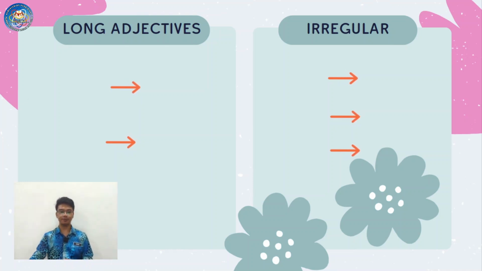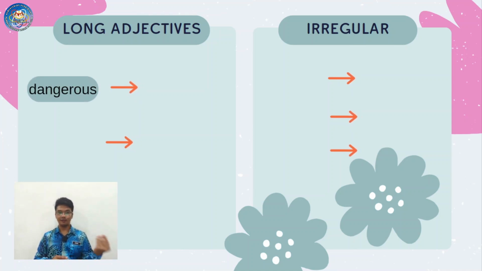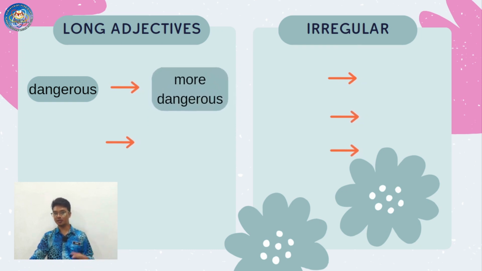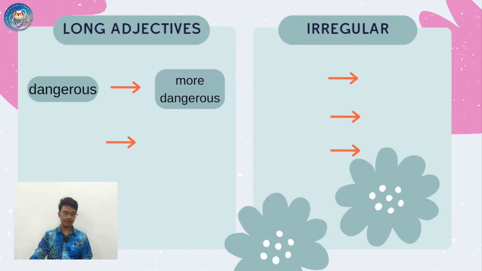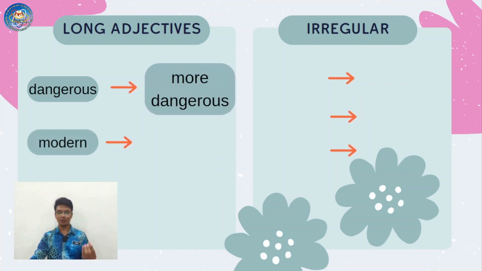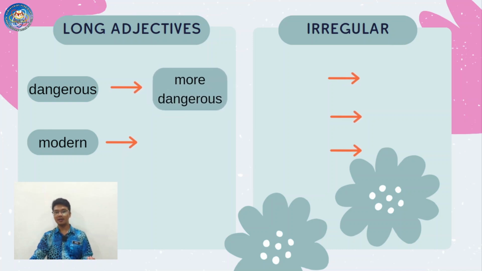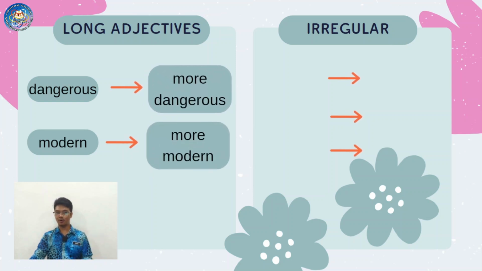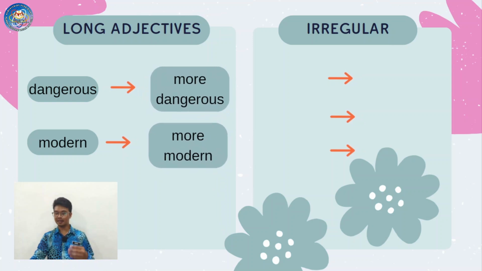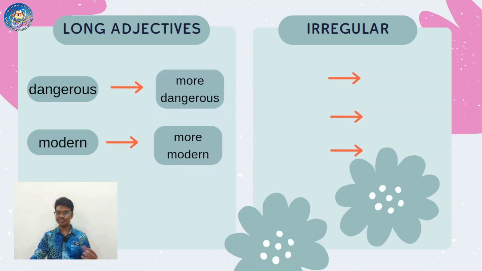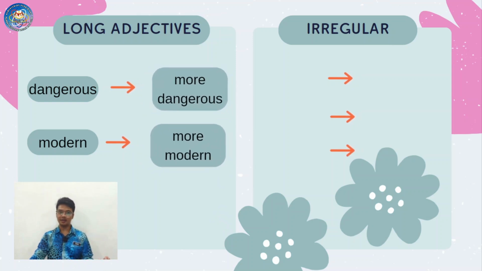First, long adjectives. Here we have the adjective dangerous. When we change it to comparative adjective, we are going to have more dangerous. So basically for long adjectives, we just add the word more in front of the adjectives. One more example is modern. Modern is also an adjective. When we change it to comparative adjective, we are going to have more modern. Like I said just now, for long adjectives, we just add the word more in front of the adjectives.